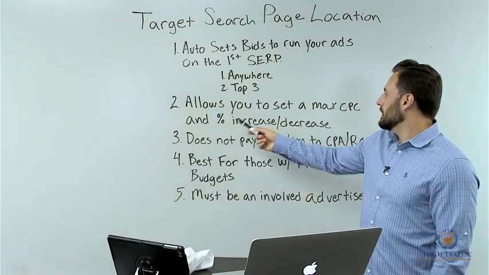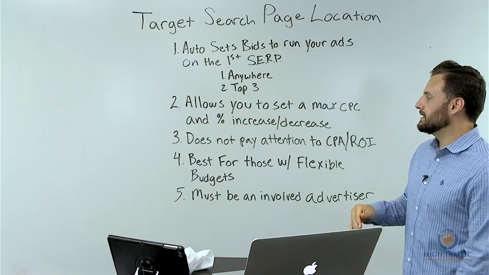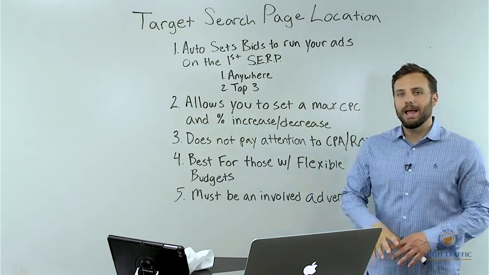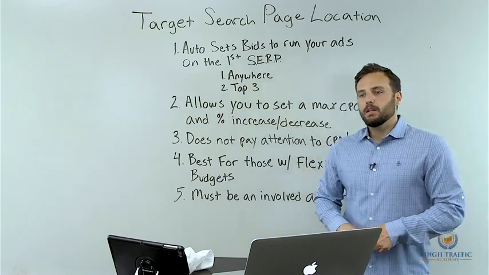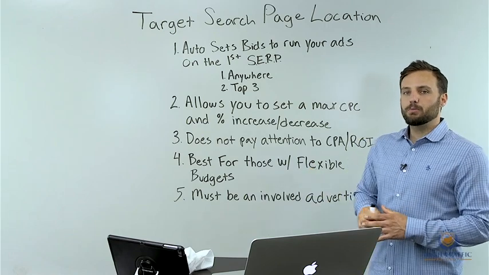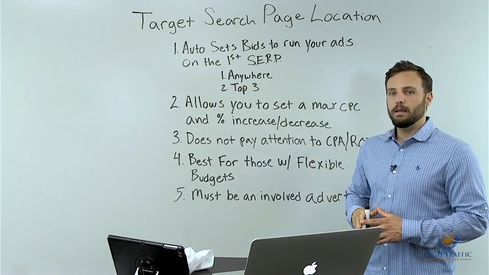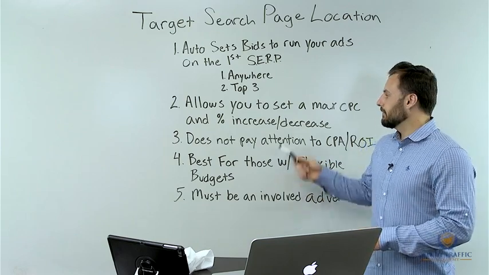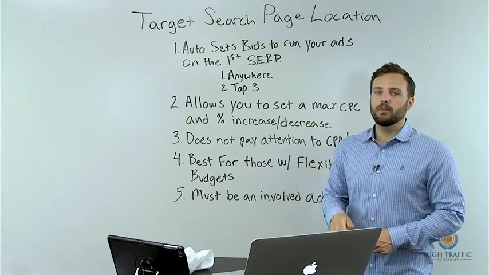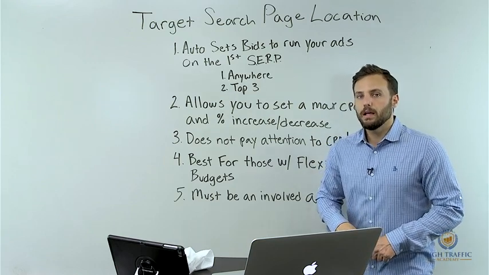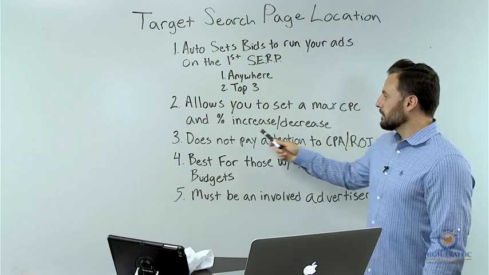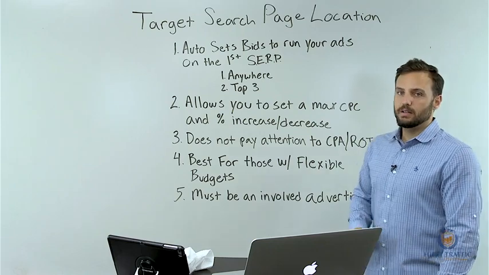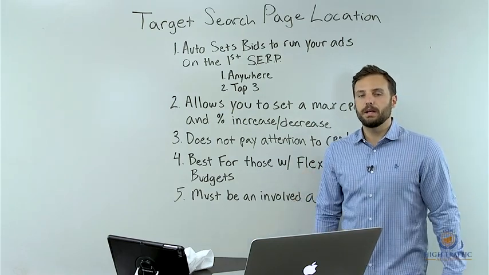This strategy allows you to set a max CPC and a percentage increase or decrease. So let me elaborate on what that means. Just like in the manual cost per click bidding, you can set a max cost per click that you're willing to pay. So you can say, for instance, I don't want to pay more than $3 per click. Additionally, you can set a percentage increase or decrease in each flexible bidding strategy.